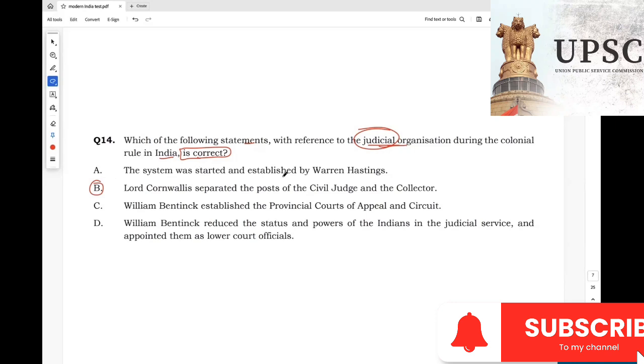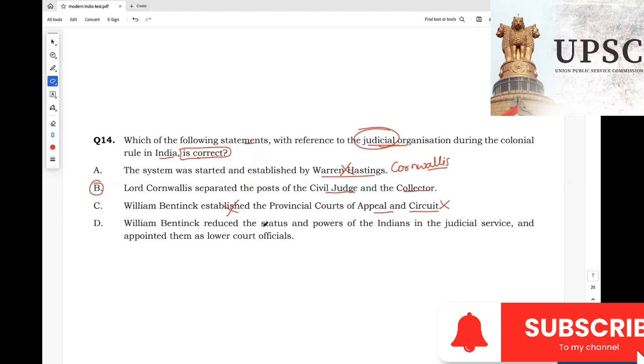So the system was started and established by Warren Hastings. This is absolutely correct. It was Cornwallis. Cornwallis was the one who started a regular system of the judicial pronouncement. Lord Cornwallis separated the post of civil judge and the collectors because he believed that if one person will have both the powers, it will lead to corruption. So that's why the case is correct. He actually separated both. William Bentinck established the Provincial Court of Appeal, right? No, he abolished them. Provincial Court of Appeal and circuits were actually by Cornwallis. So this statement is also incorrect.